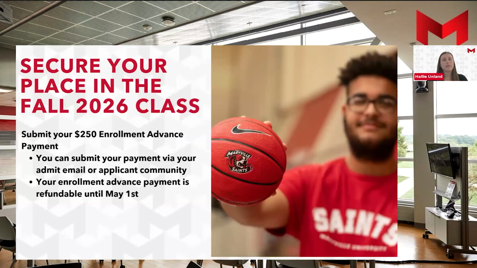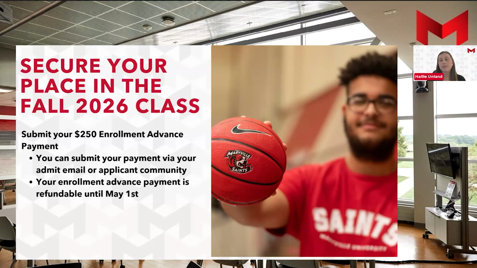So, first up is going to be securing your place in the class. The first part of the next step is just to officially say that you want to come to Maryville. Submitting that $250 advanced tuition payment is how you do that. You can submit this through your admit email. The first acceptance email that you got, if you still have that, has a big red button that says reserve your spot. You can do it there, or you can do it through your applicant community.